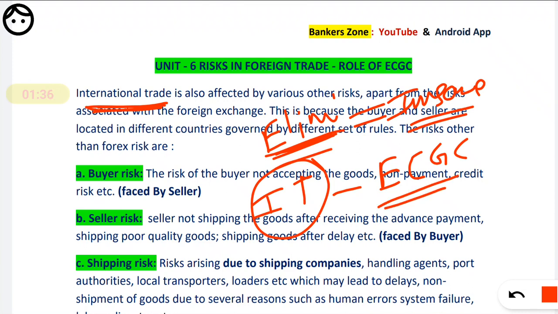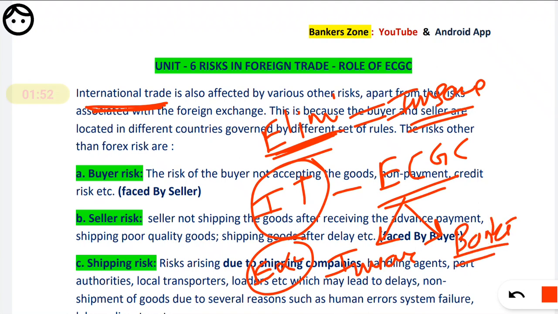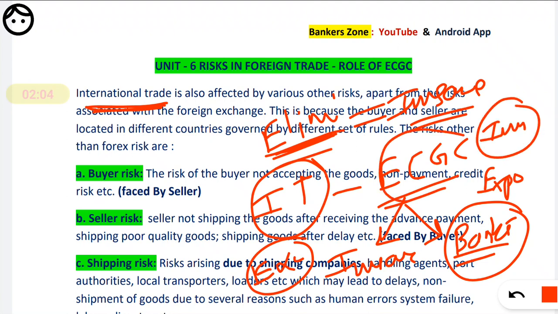How? See, the ECGC provides insurance to the exporter for the export business. Also, ECGC provides insurance to the banks in India who finance the exporter. So what is the role of ECGC? To provide the insurance. That is the role of ECGC.